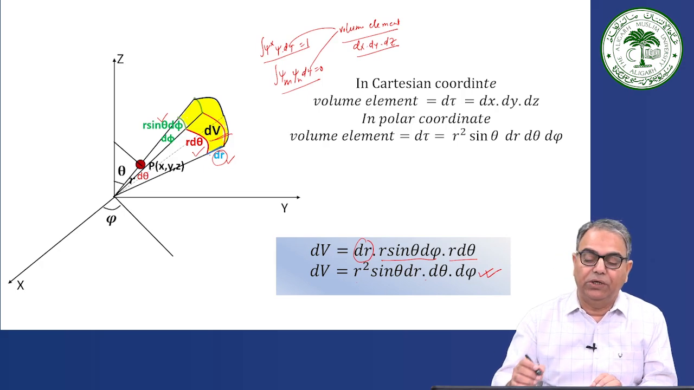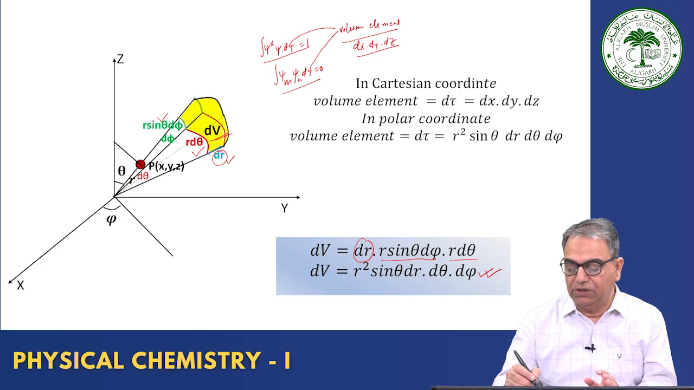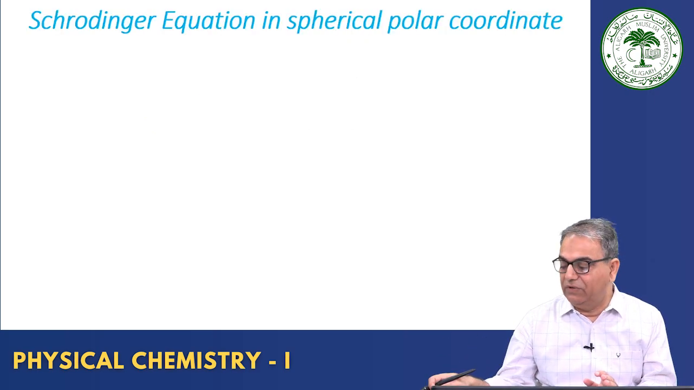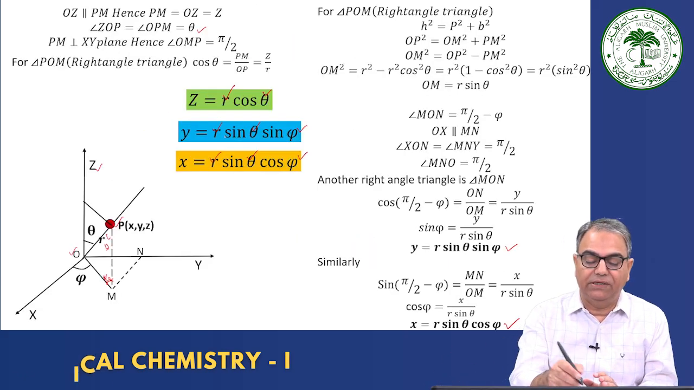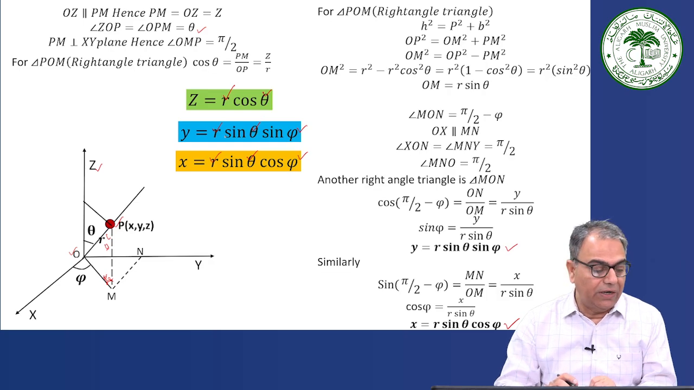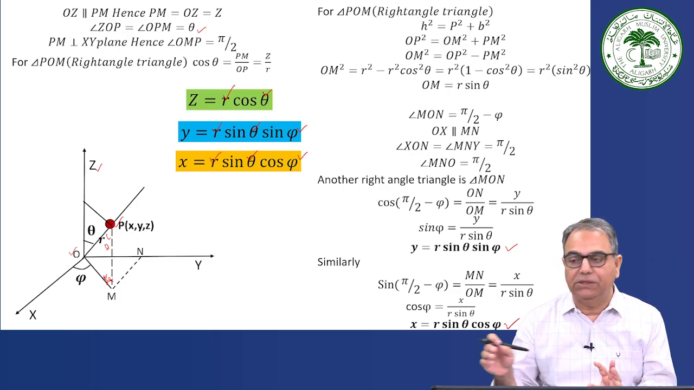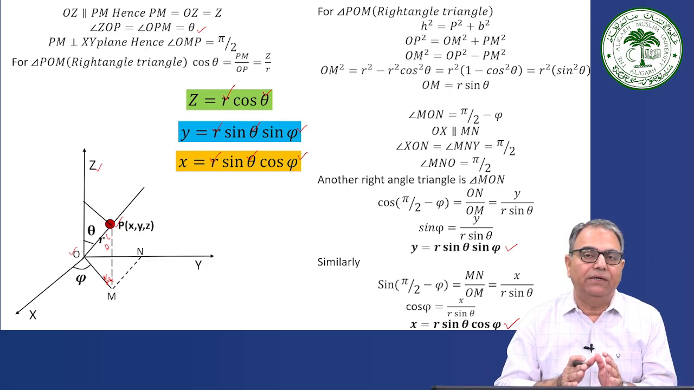So, whenever we treat our problem with spherical polar coordinates and require a volume element, you will use this equation, r squared sin theta dr d theta d phi. Once you have z equal to r cos theta, y equal to r sin theta sin phi, and x equal to r sin theta cos phi, you can convert the Schrodinger wave equation into spherical polar coordinates using these three equations. We will not do it in detail, but in every quantum chemistry book you will find this calculation given in the appendix.